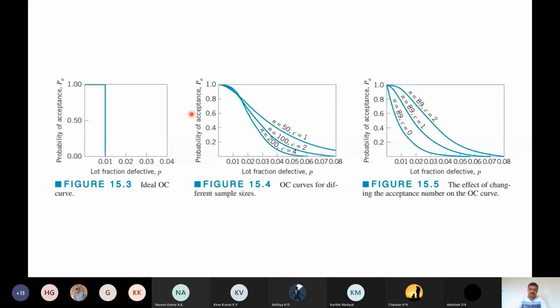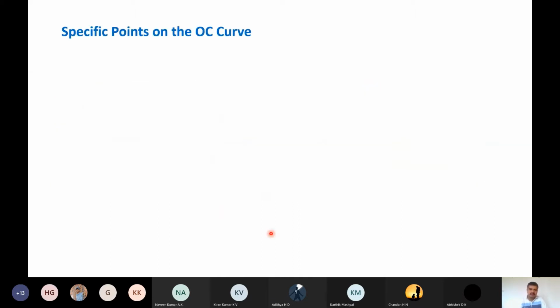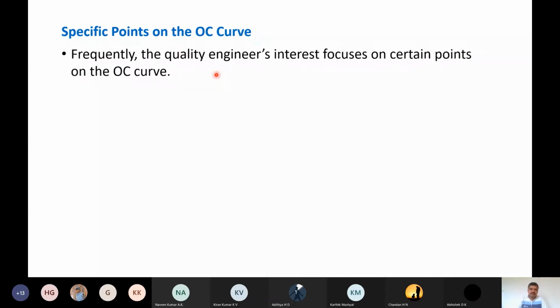So all these things we discussed in the previous class. In today's class we are going to discuss a few more aspects related to this operating characteristic curve. Frequently, the quality engineer's interest focuses on certain points on the OC curve. Initially they will plot the OC curve, then they look at a few specific points on it.